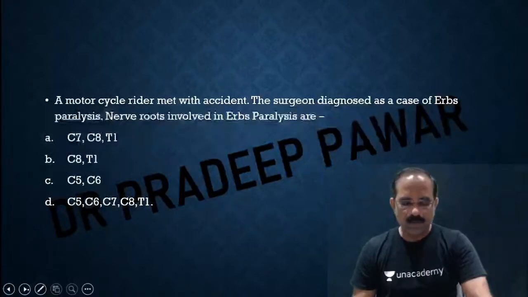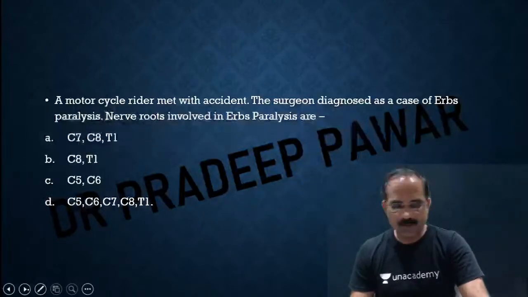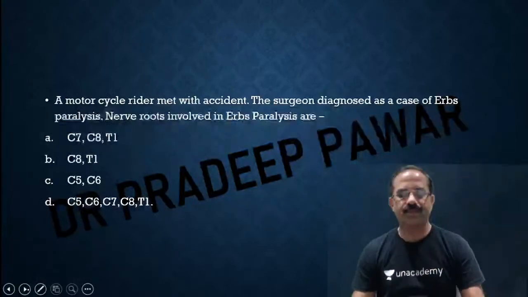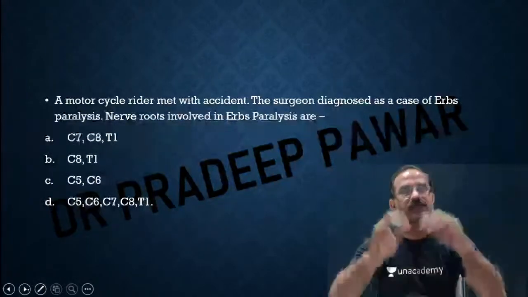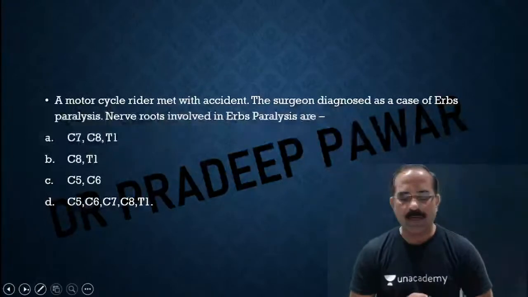A motorcycle rider met with an accident. The surgeon diagnosed it as a case of Erb's paralysis. Nerve roots involved in Erb's paralysis are? Yes, students, answer this. A special lecture for the FMGE students, and these are very important MCQs for you. Nerve roots involved in Erb's paralysis.